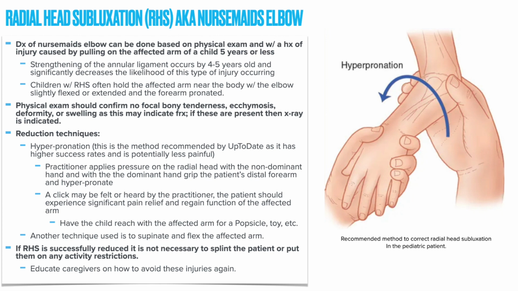So once you've confirmed that radial head subluxation is the diagnosis based on both physical exam and your HPI, reduction can be safely done in the office. There are two methods listed here, hyperpronation and then supination and flexion. The one that I was taught was actually supination and flexion, and thus far that is the method that I have done. However, after more research, UpToDate actually recommends that hyperpronation is the preferred method, as this technique has had, I guess, higher success rates and it's potentially less painful for the patient.